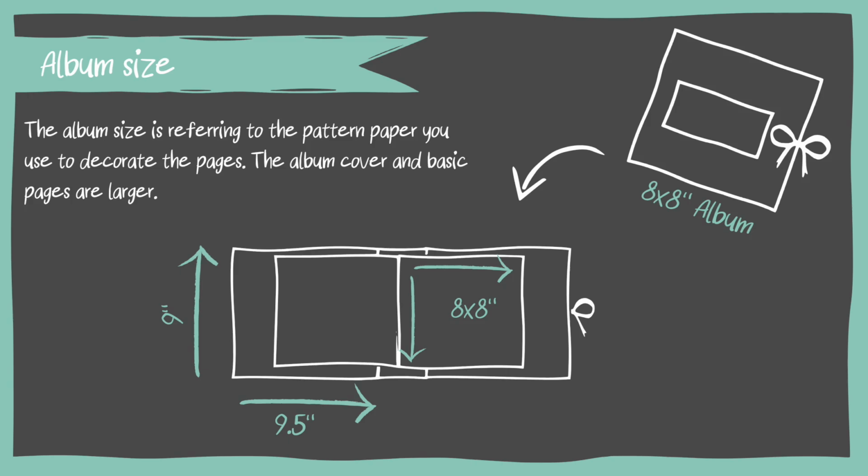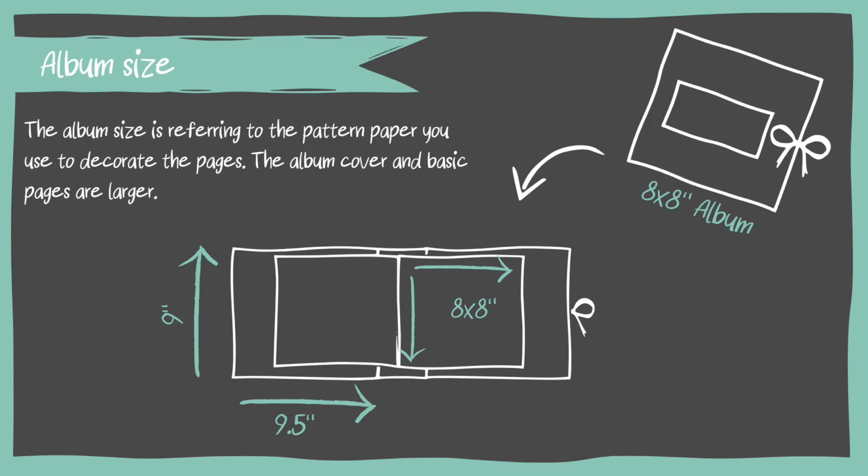And when referring to the album sizes being 6 by 6 or 8 by 8 inches, then I'm actually referring to the pattern papers you would need to decorate the basic pages. So this means that the album cover and the basic pages are in fact larger than 8 by 8 or 6 by 6 inches. So as you can see here, for the album cover for an 8 by 8 inch album, it would be 9 inches by 9.5 inches.